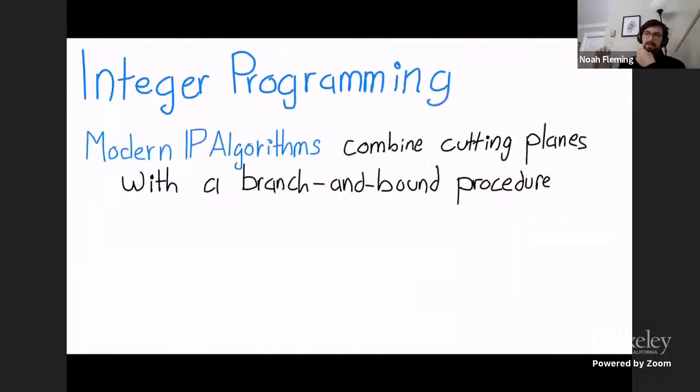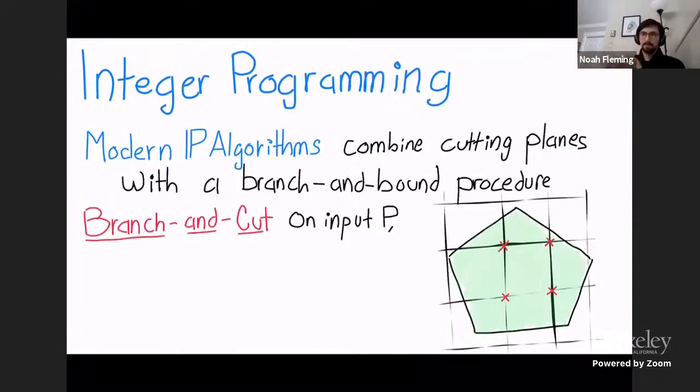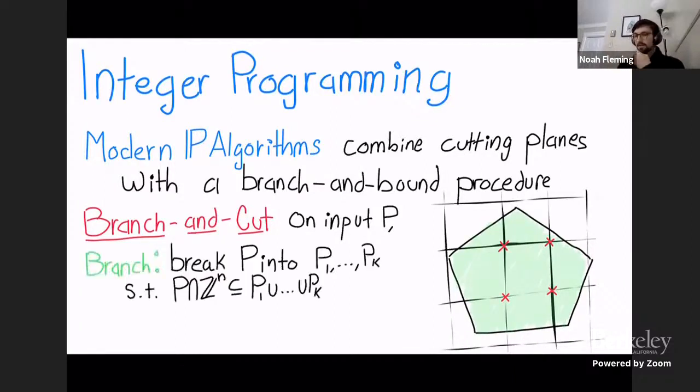Okay, so cutting planes is very well studied in proof complexity, but it's not really used by itself in practical integer programming solving. So modern integer programming algorithms combine cutting planes with a branch and bound procedure into what's known as branch and cut. Branch and cut is going to solve the integer programming problem by doing the following two steps. So first, we branch, we break our polytope up into subpolytopes such that every integer solution is contained in one of these subpolytopes, P1 to Pk.